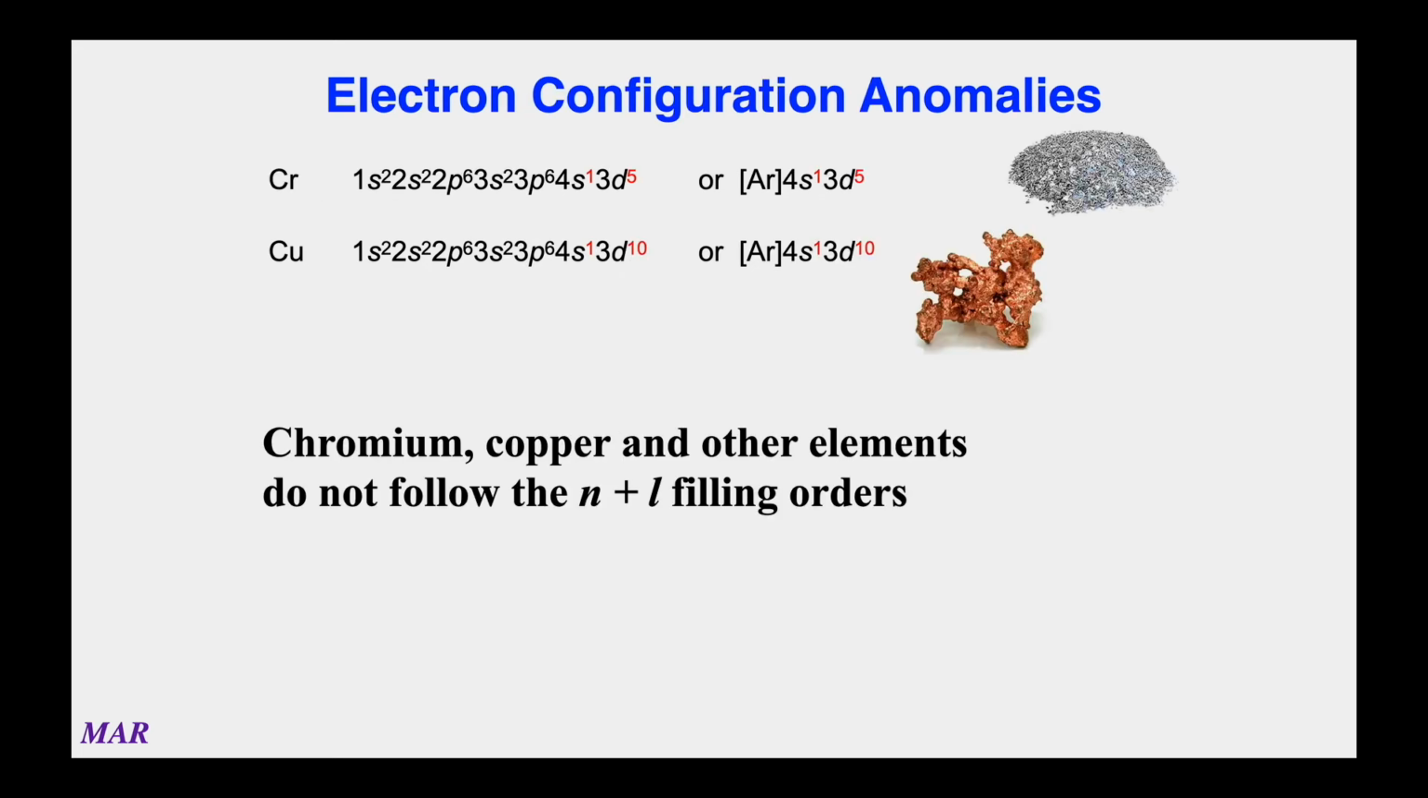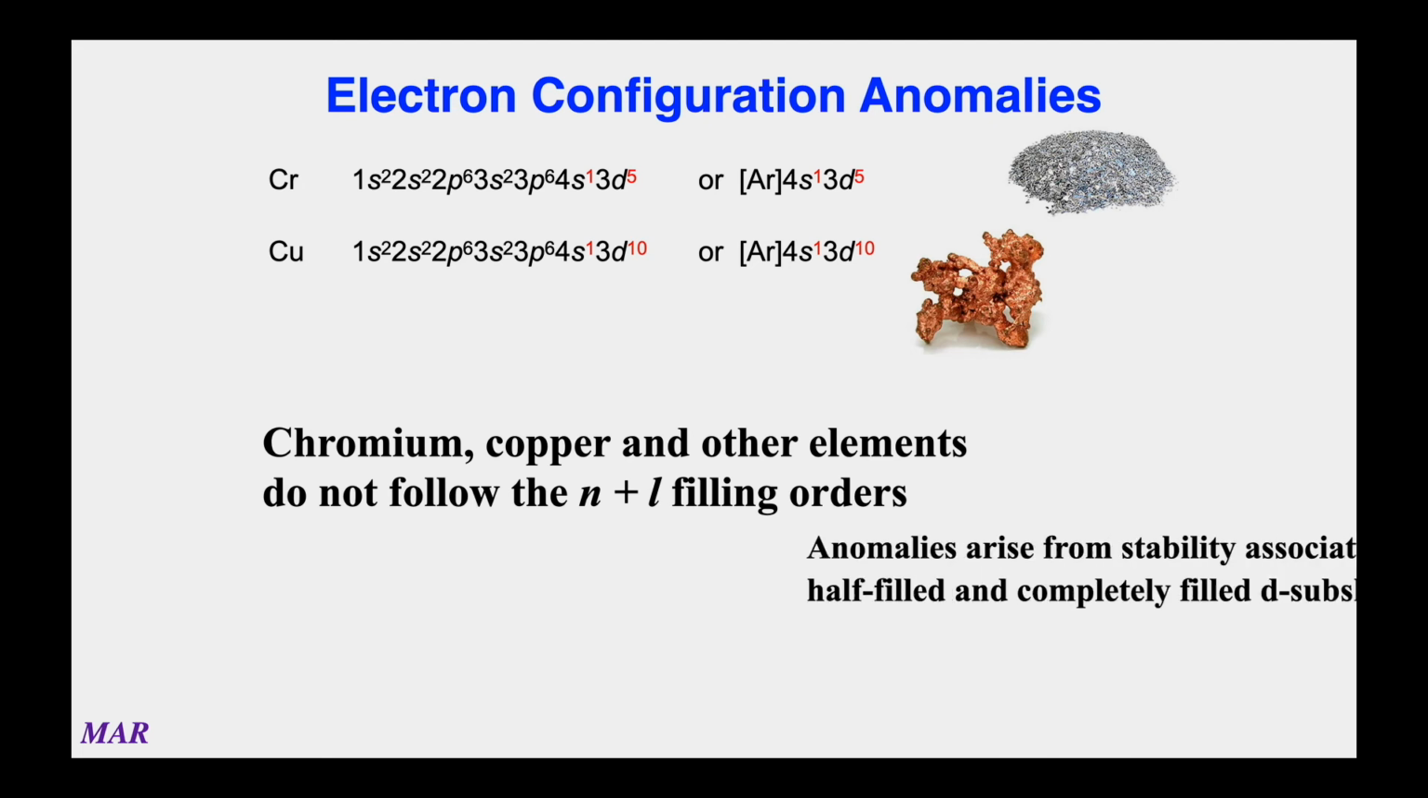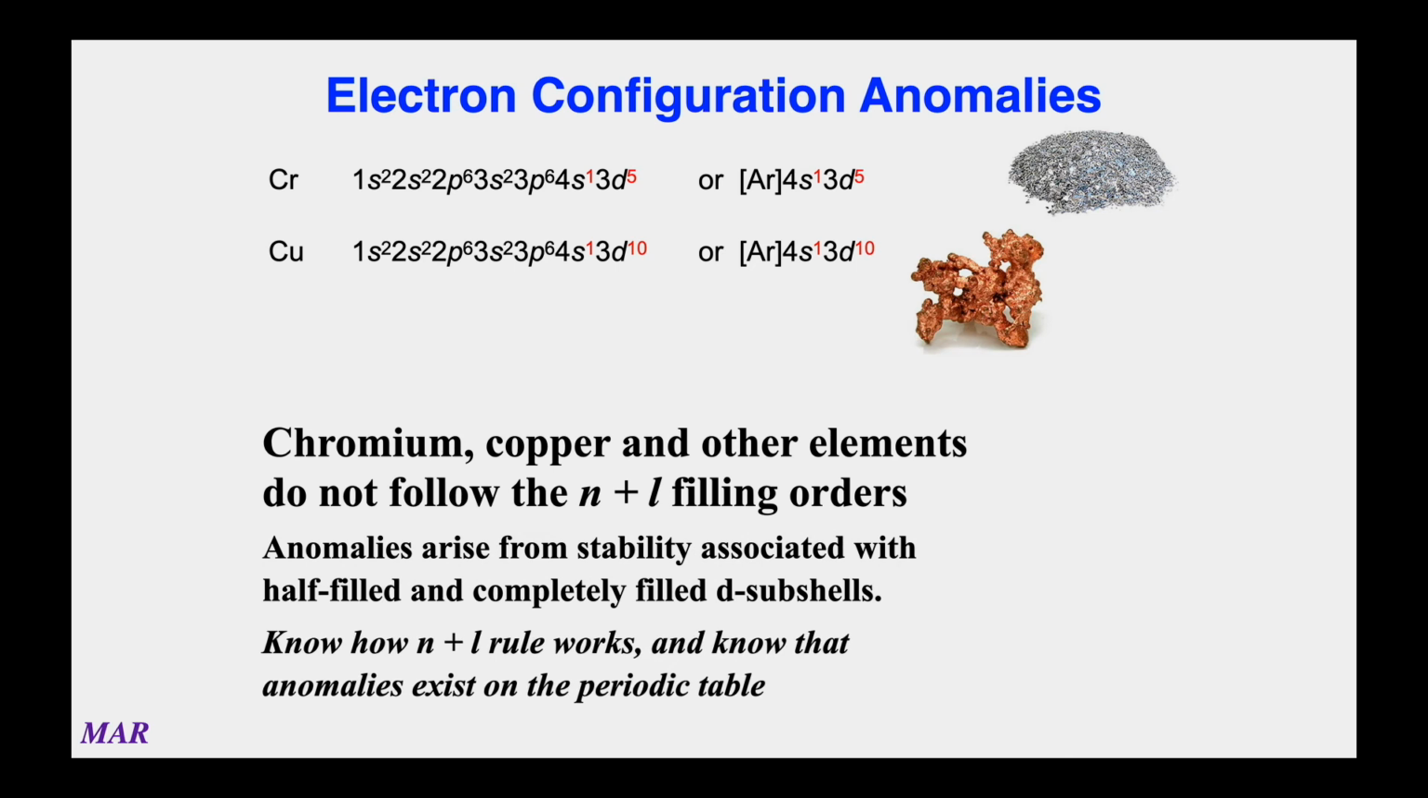Chromium, copper, and other elements don't follow the n plus l filling order, which drives me crazy as the instructor, but welcome to science. We don't always have everything figured out. People think it's instability associated with the d subshells. Maybe it is, maybe it's not. All I'd really like you to know is how to fill things in by the n plus l rule, and just realize there are some anomalies. And again, if you give me either the actual answer or the expected answer, you're good to go.